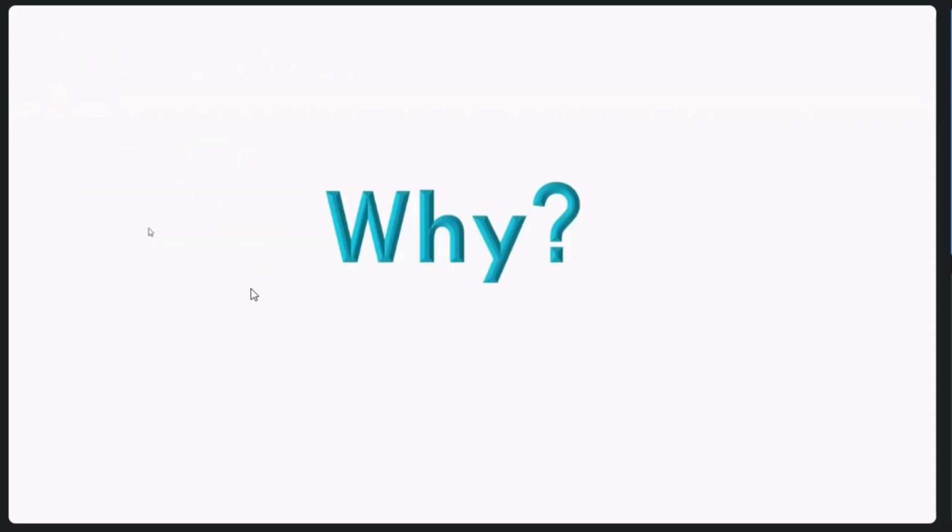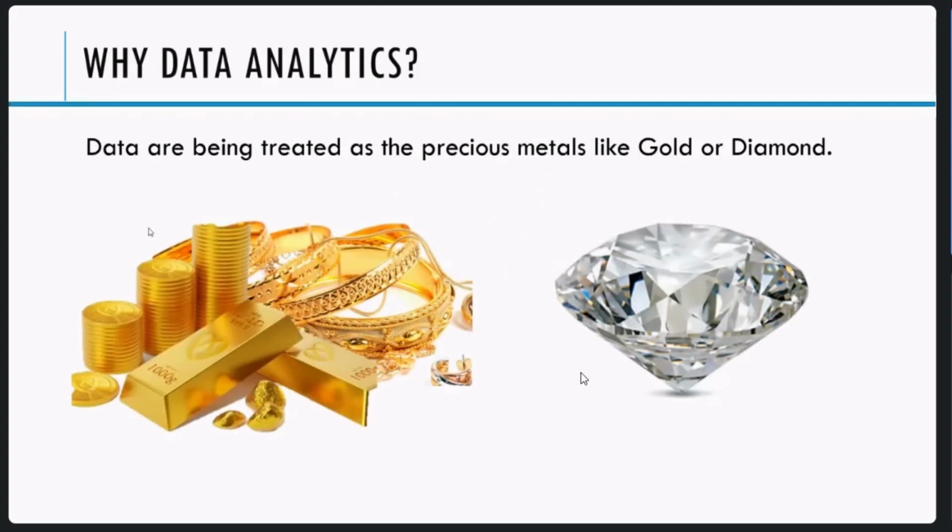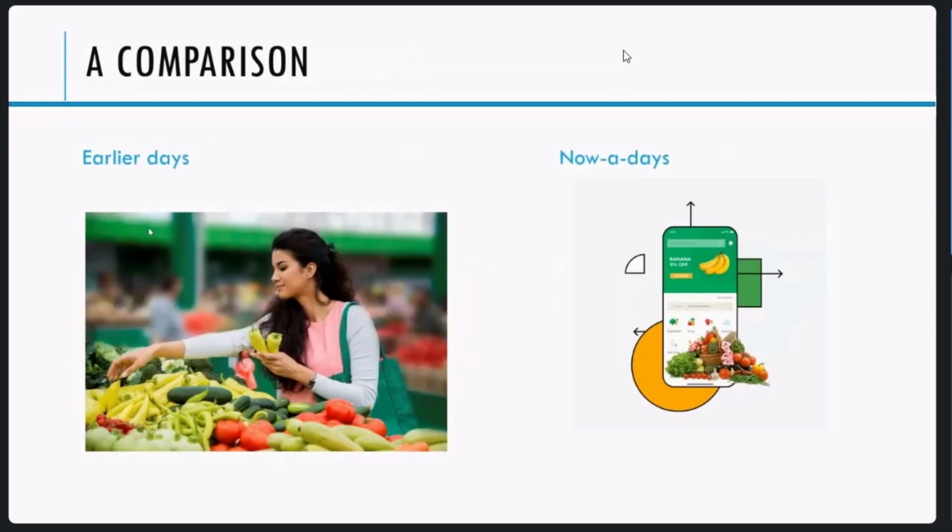Before I go to the process of data analytics and its types and other details, I would like to ask and let you understand why we are discussing all these things. Why is data analytics done? Data nowadays is being treated as a precious metal like gold or diamond. Life has become faster. People are enchanted by getting served in a quick, instant, faster way by service providers.